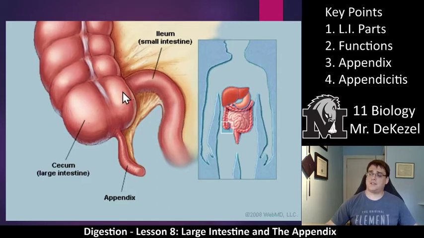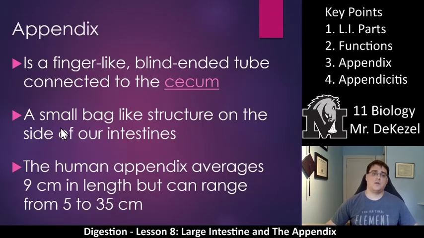So this is the cecum that attaches the small intestine to the large intestine. And then the appendix is the small, interesting tail that comes off of the cecum. So it's right at the beginning of the large intestine. It is finger-like and blind-ended, which means it's closed at one end. It's a tube that connects to the cecum, a small bag-like structure on the side of our intestines. It's just like a finger projection.